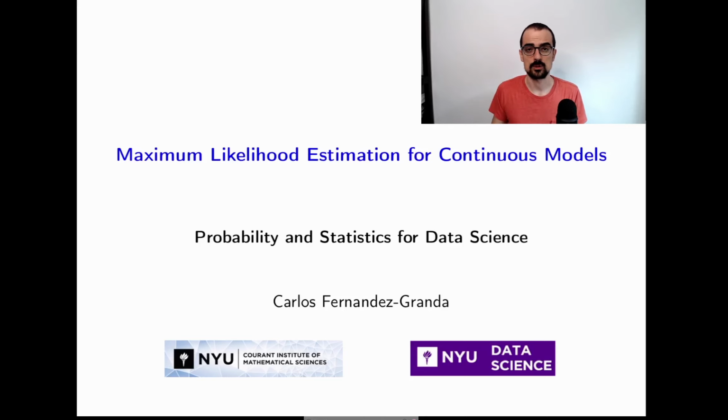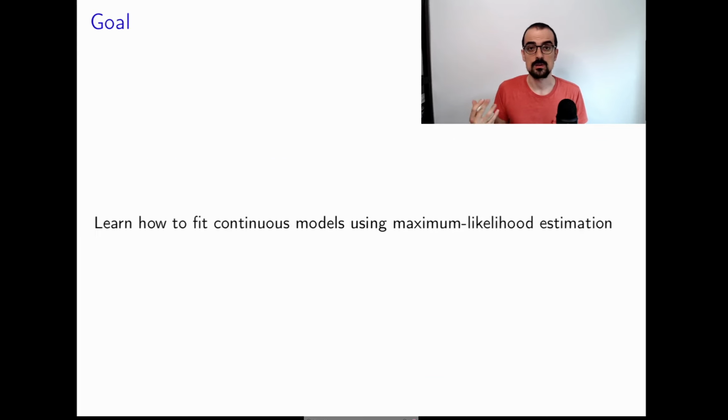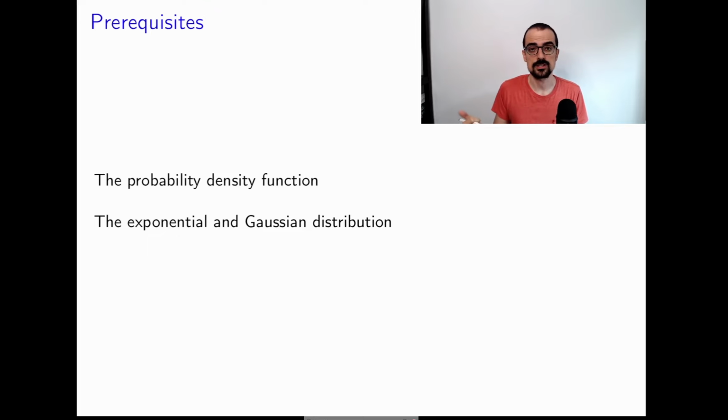Today we're going to talk about maximum likelihood estimation for continuous models. Our goal is to learn how to fit continuous parametric models using maximum likelihood estimation. The prerequisites are a probability density function and also the exponential and Gaussian distributions, which are the two continuous parametric models that we have described in a previous video.